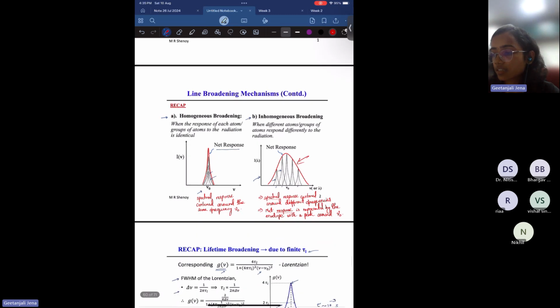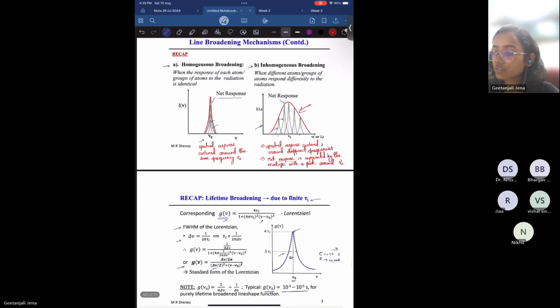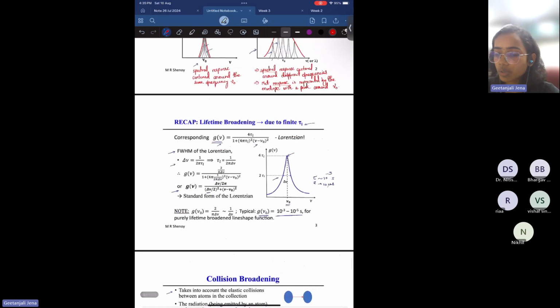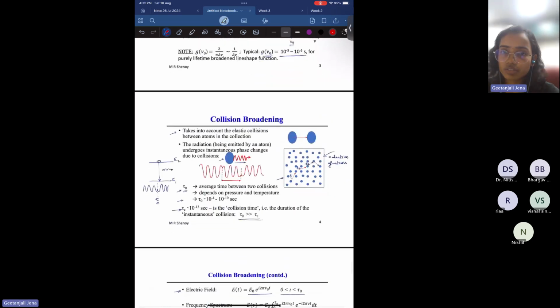So for this case, we'll see one type of inhomogeneous broadening, which is Doppler broadening. So this is all about the lifetime broadening that we have seen in the previous section, so I'm not going through this again. Let us discuss what is collision broadening.